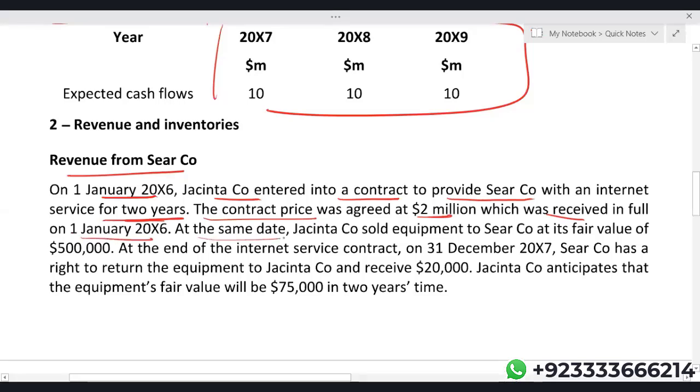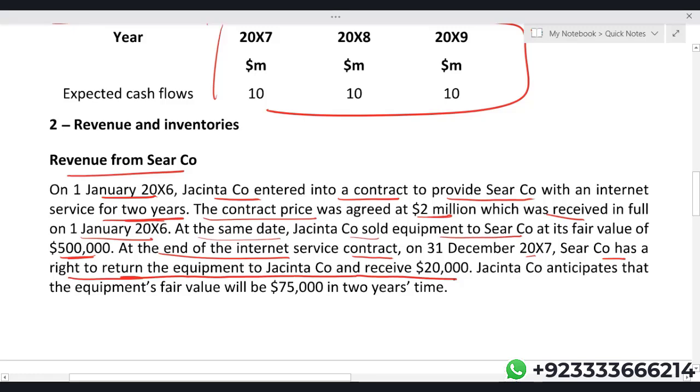January X6, at the same date, Jacinta Company sold equipment to Share Company at its fair value, 5 lakh. You will recognize the revenue when the performance obligation is satisfied, and the performance obligation will be satisfied when you have given the control of your asset to the customer. At the end of the internet service contract, December X7, Share Company has the right to return the equipment to Jacinta Company and receives $20,000.